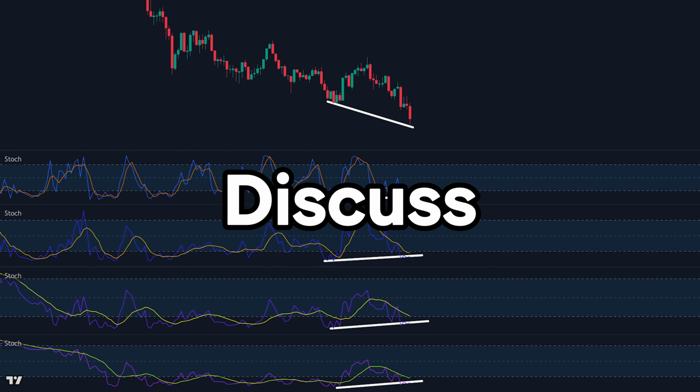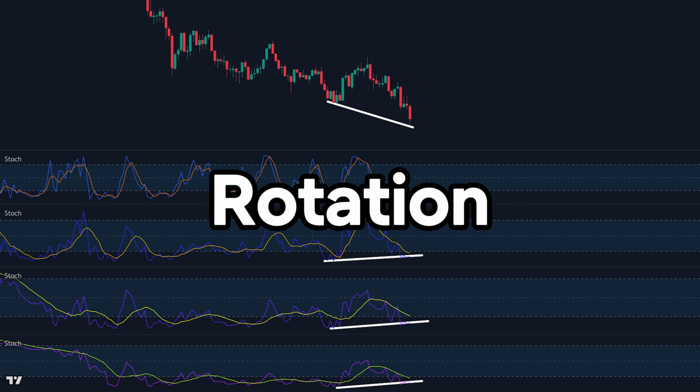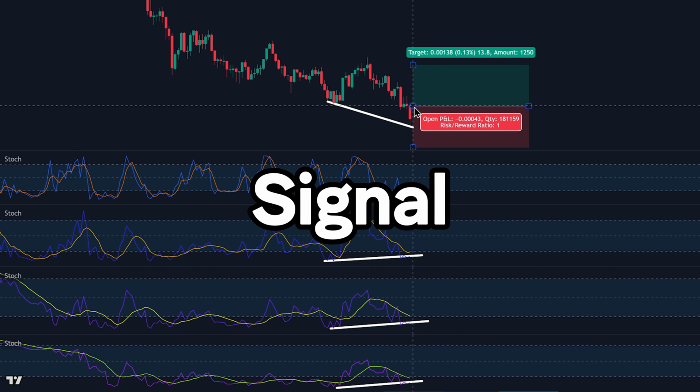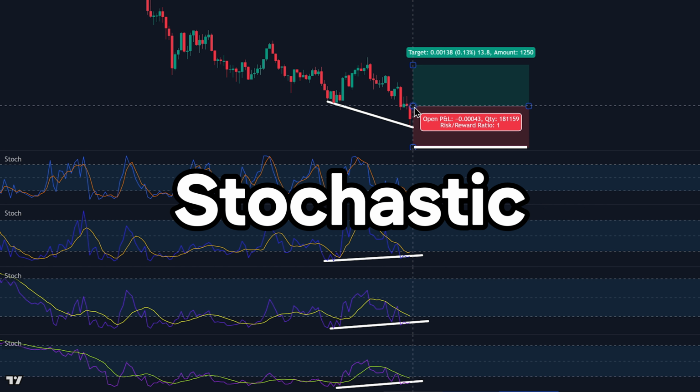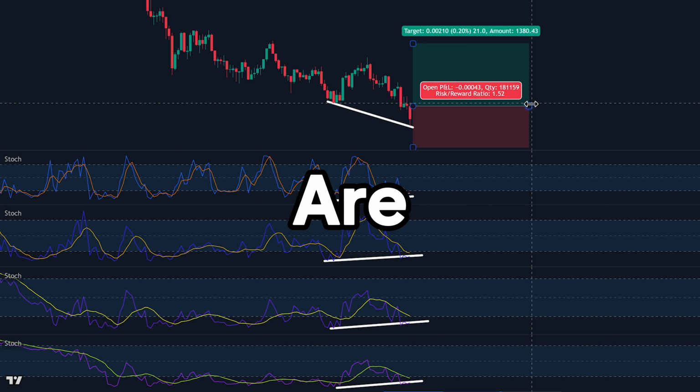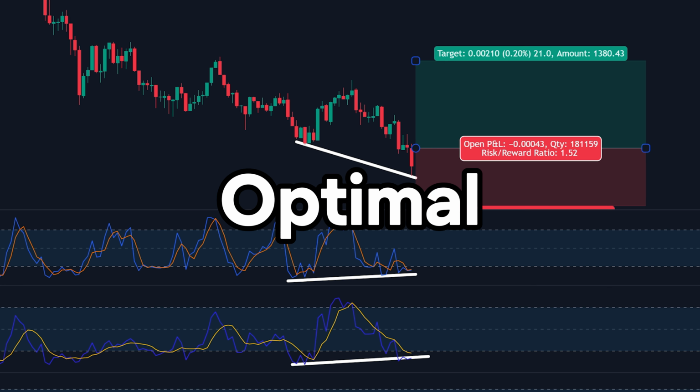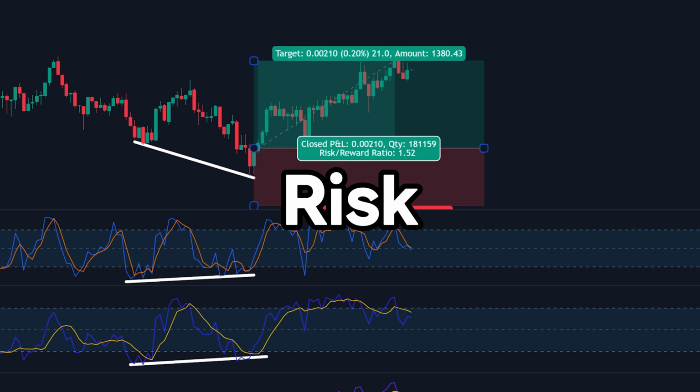The techniques we discussed today, quad rotation, stochastic divergence, the super signal setup, and the use of stochastic confirmations for flag patterns, are all designed to help you enter trades at the optimal moment and to exit with a favorable risk-to-reward ratio.